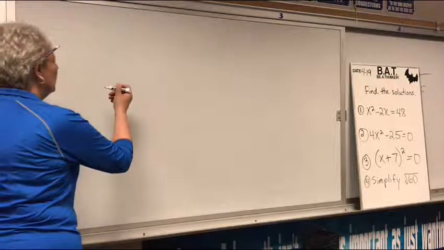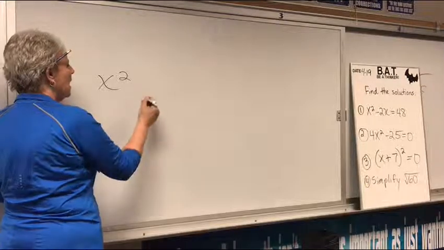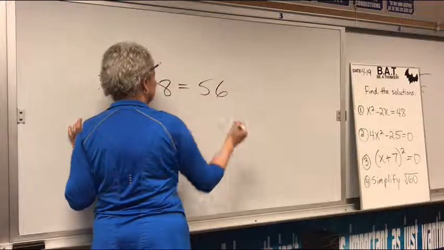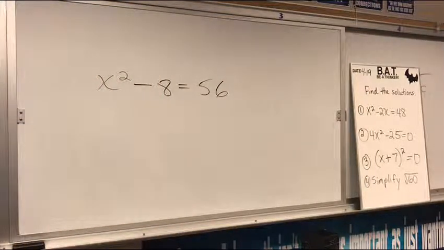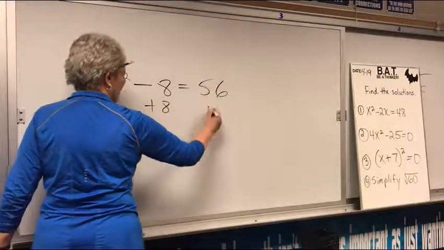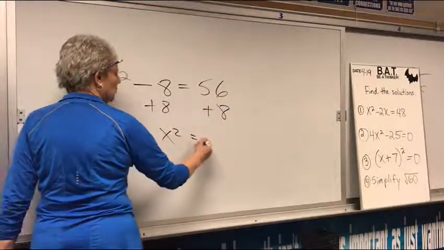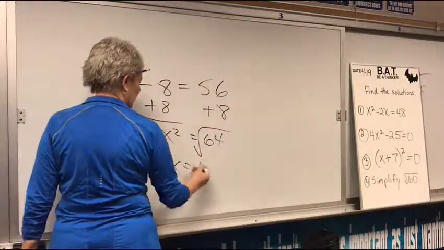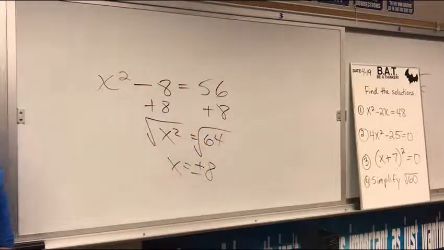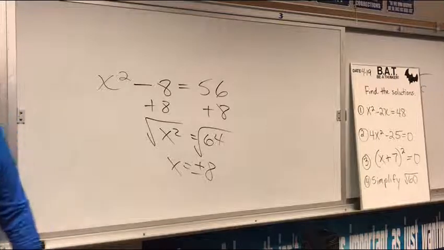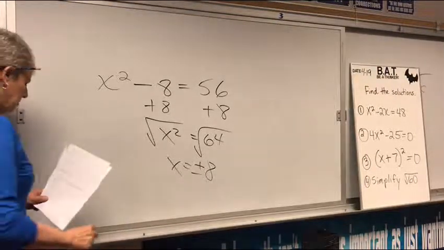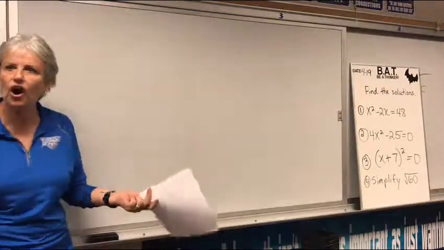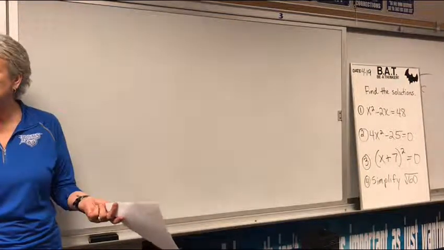All right, so let's say I have x squared minus 8 equals 56. What should I do to solve for x squared? Add 8. X squared equals 64. Take the square root. Plus or minus 8. Okay? You can do that? Probably. Just think of it as an x. You know how to solve for x. Okay?